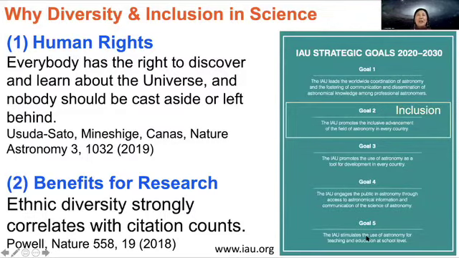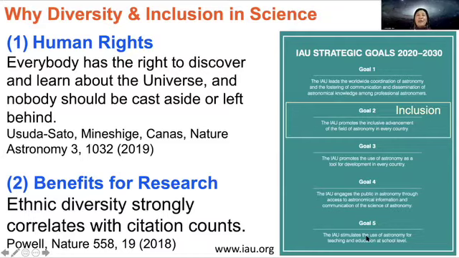So, why diversity and inclusion are important in astronomy and other science fields? The first reason is human rights. Everybody has a right to discover and learn about the universe, and nobody should be cast aside or left behind. These words are originally from Professor Mineshige, and we published them on our Nature Astronomy comment. Actually, I am an astronomer and talk about astronomy and outer space. But the right to discover and learn is not limited to astronomy, of course.